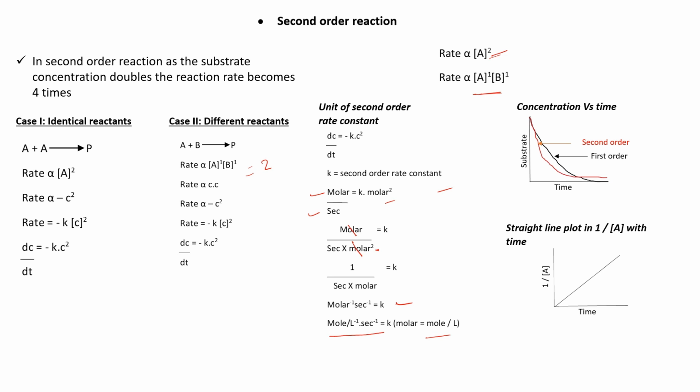What is the relation between concentration and time? So as the time increases, here also the concentration of the substrate will go on decreasing. How can we get the straight line plot?